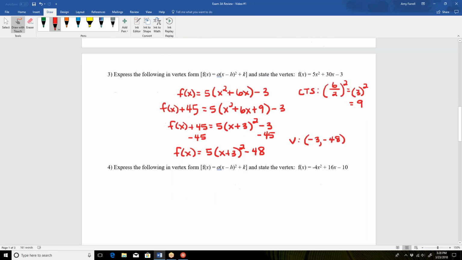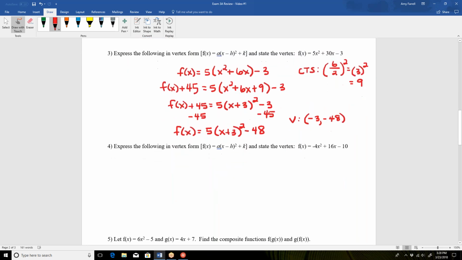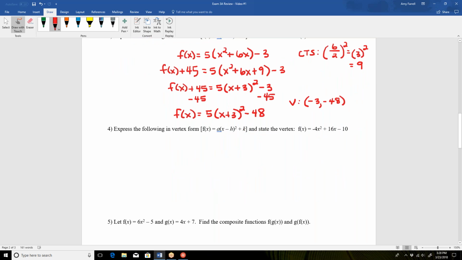All right, number 4 is very similar to number 3. It's another parabola. This one opens down though, since we have a leading coefficient that is negative, but the process really is the same. All right, so the first thing we do is we factor out our a, which is -4. When you factor a -4 or take out a -4 from a positive 16, it does change the sign. So we've got -4, -4x or -4x.